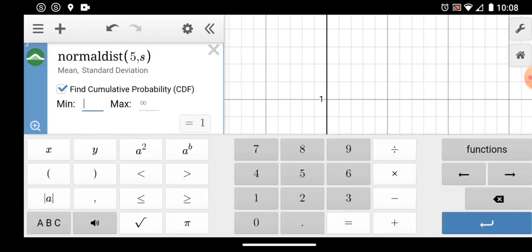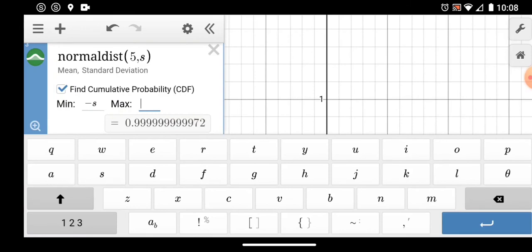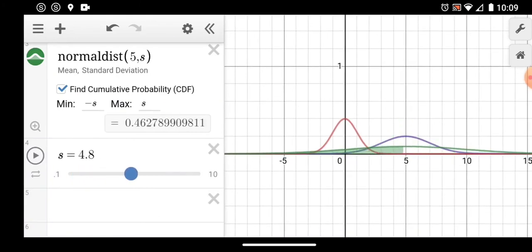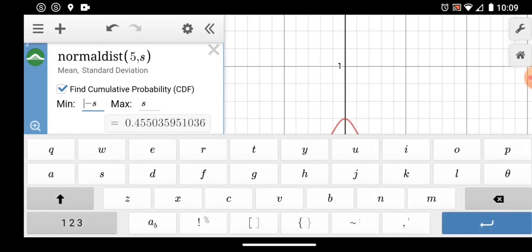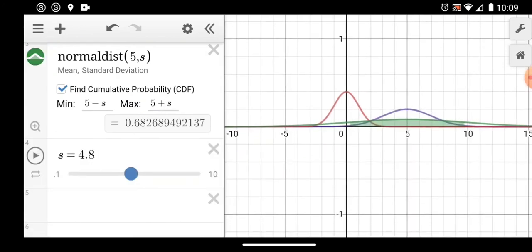Now I'm going to go from, I'll initially make a small mistake here. I'm going from negative S to S. That's not right. It's the mean minus 1 standard deviation, the mean plus 1 standard deviation. And you can see it's not working because I didn't include the mean in my formula. So I have to go back and put the mean in my formula. So here I'll put the mean in. The mean is currently a 5. I put 5 minus 1 standard deviation, 5 plus 1 standard deviation. There's the 0.68. It's 68%.